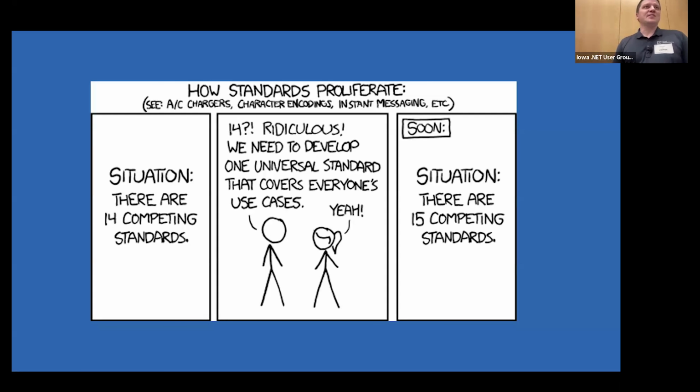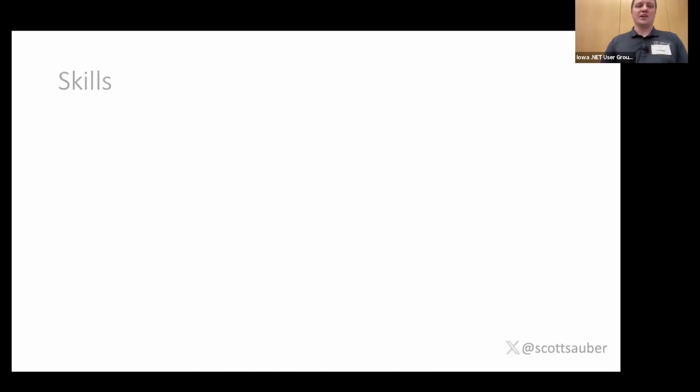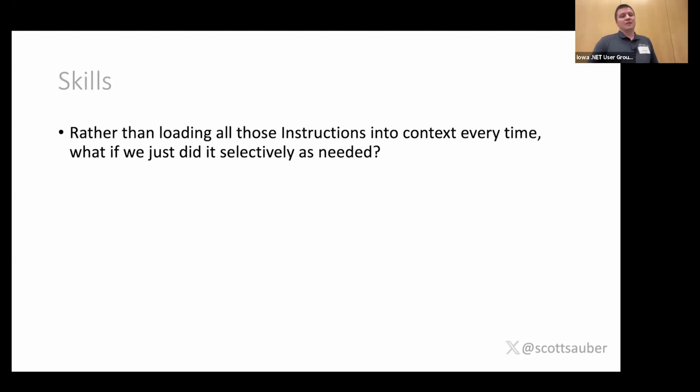If any of you have seen this XKCD comic of, hey, we've got these 14 competing standards. I know, we should invent a 15th standard to unify them all. And now we've got 15 competing standards. That's kind of what is happening here. All these tools do their own thing in isolation, and then they come back later and standardize. And we'll also see that when we talk about skills now.